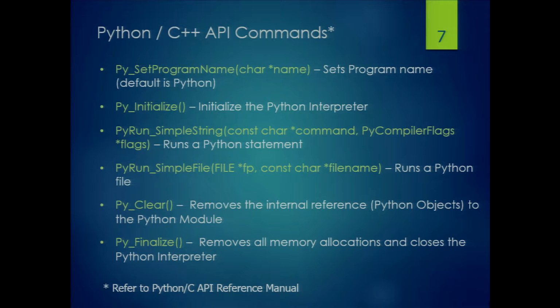Besides the ones I talked about, this set program name is actually recommended by the API before you actually start the interpreter. It defaults to Python, but they said, especially if you're going to load a Python program from a file, you really want to do this first. So my hello world program didn't do this, but they recommend it. Like I said, you can run a string or you can run a file.